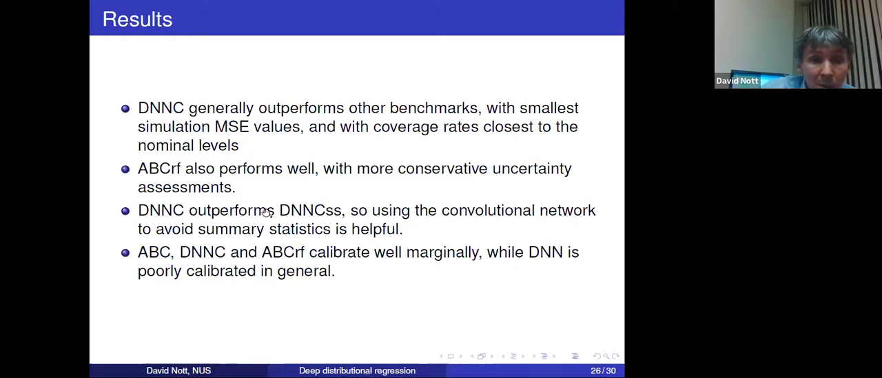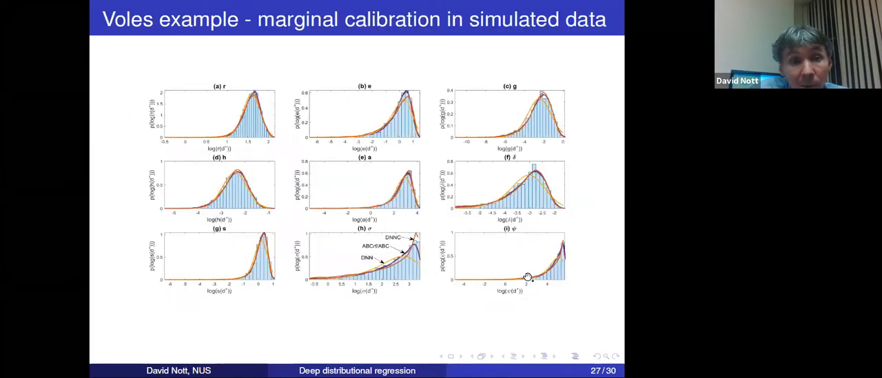The deep neural network Copula outperforms the approach based on summary statistics. So certainly the use of the convolutional network and avoiding summary statistics specification here is helpful. Also, pretty much all the methods here calibrate quite well marginally, except for the naive DNN method. Here is a plot examining the marginal calibration in this example.